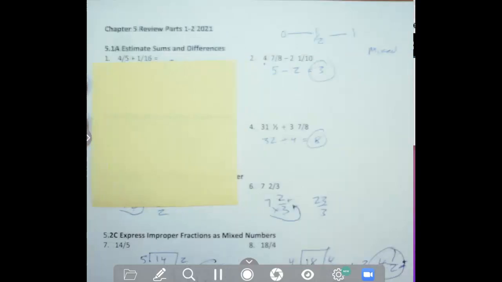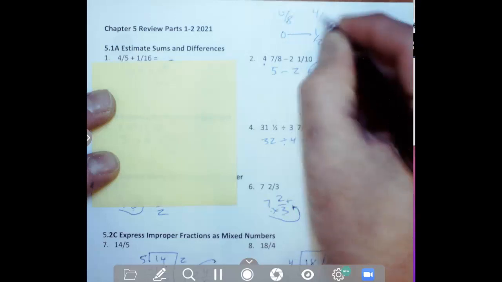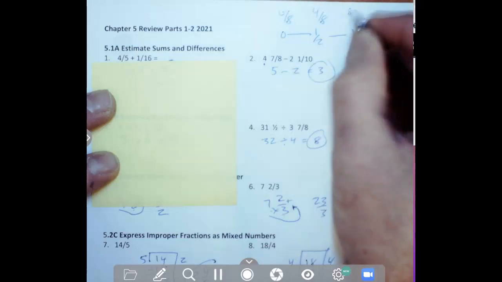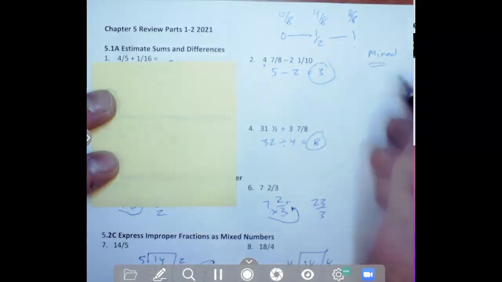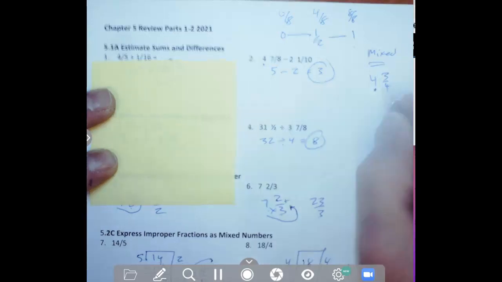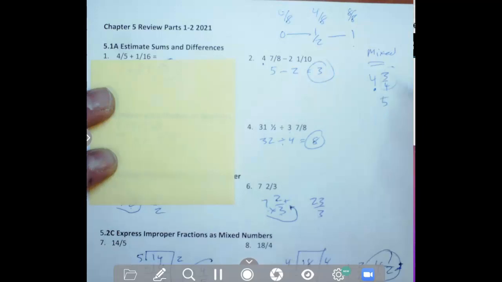Okay, here's the Chapter 5 review, Parts 1 and 2, 2021. First of all, if you're rounding or estimating with fractions, you round to the closest 0, 1/2, or whole. You can think about this as 0/8, 4/8, or 8/8, or you could put any number in there as the denominator. If you're doing a mixed number, it's to the nearest whole. So 4 3/4, is it closer to 4 or 5? Well, it's closer to 5. So we just call it 5 because 3/4 is more than 1/2.